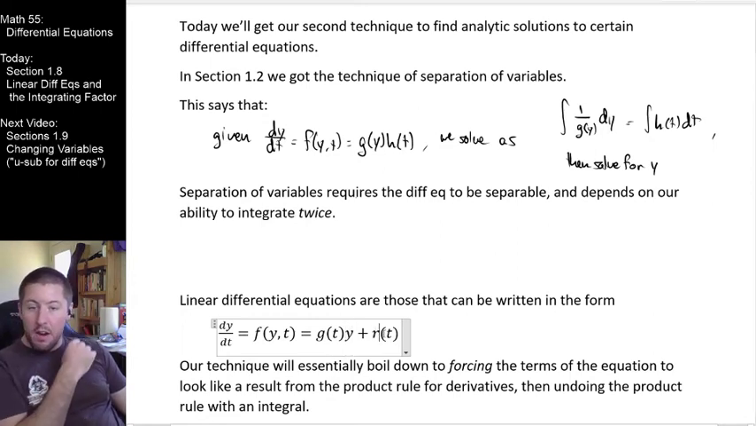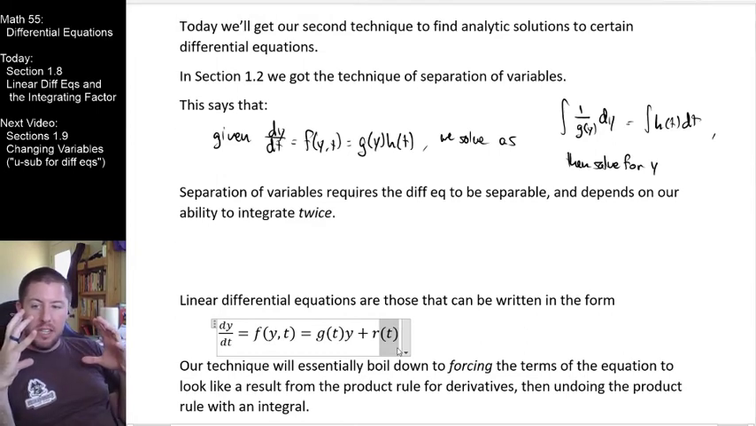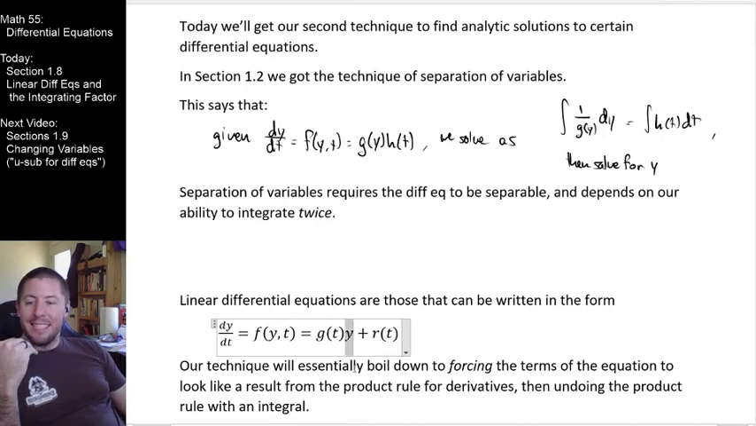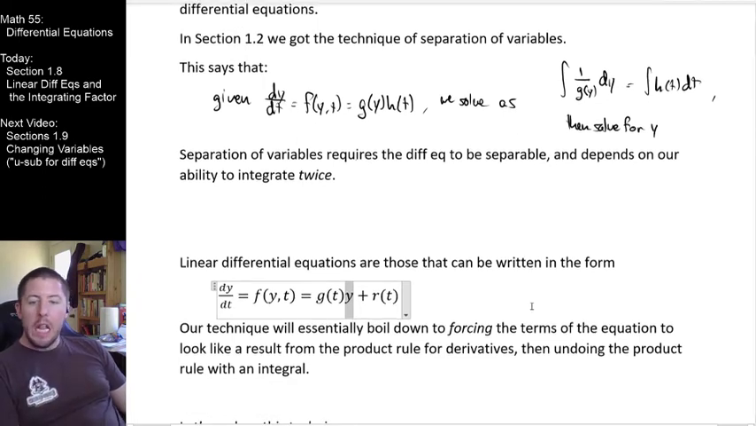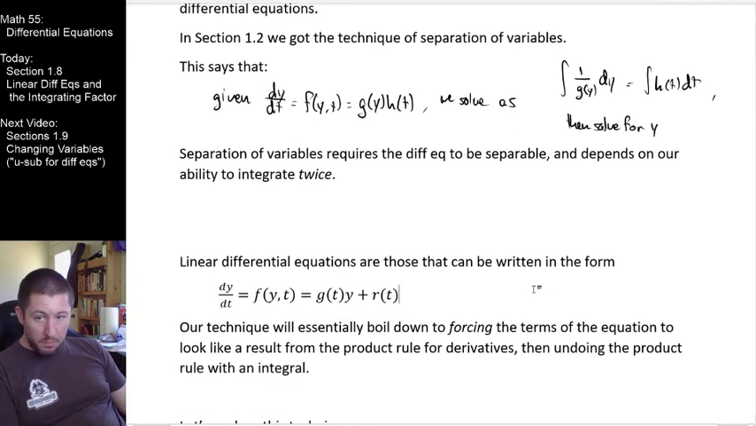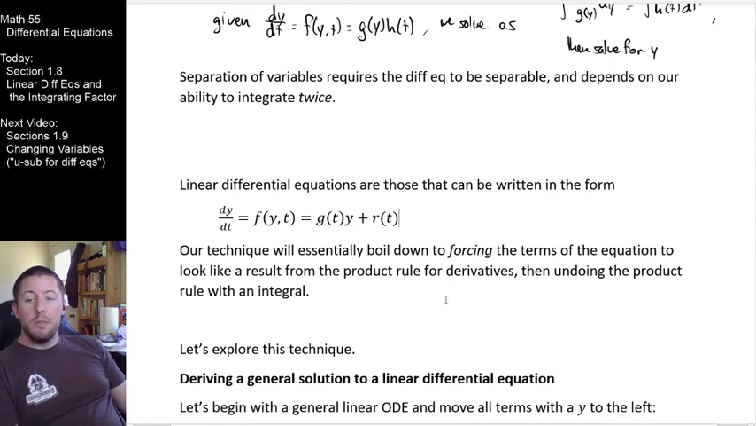I don't care what all of your t stuff looks like. You could have a big old monster mess of your t component over there. What's really important to me is that there is a single y to the first power involved in our differential equation. Then we can consider this to be a linear differential equation. Ultimately, this technique is going to have very close ties to the product rule for derivatives, and we're going to see exactly why. We're going to try to undo the product rule to help make this happen.